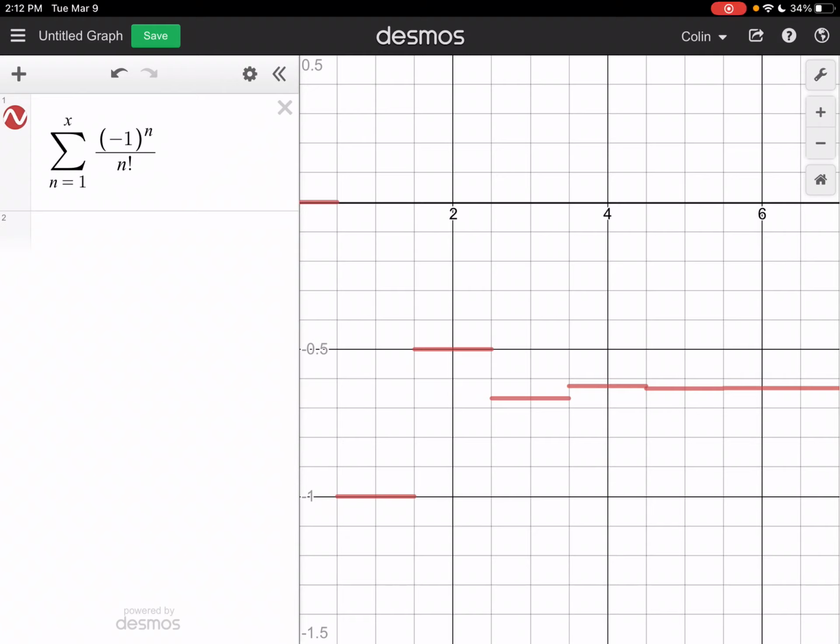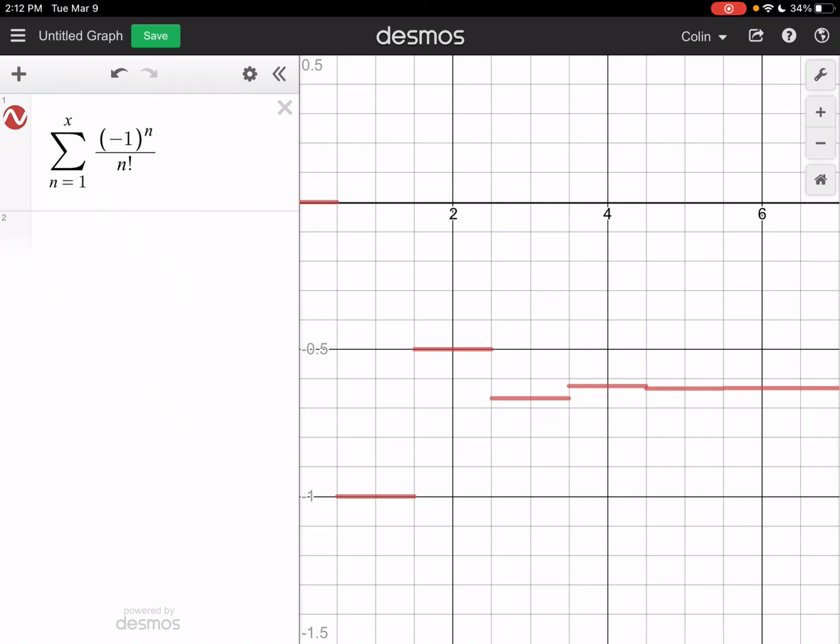Hey Calc, so I just wanted to talk about this one thing. A lot of people seem to be confused about the upper and lower bounds of the alternating series error and how to determine if the sum is going to be an upper or lower bound.